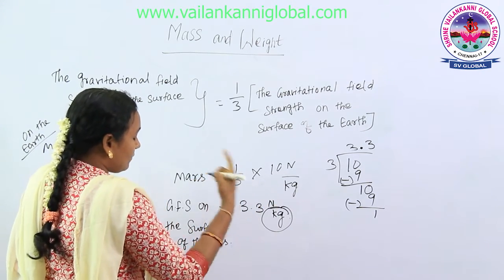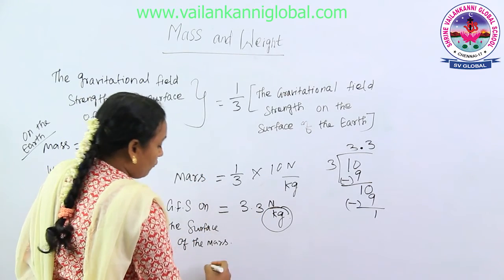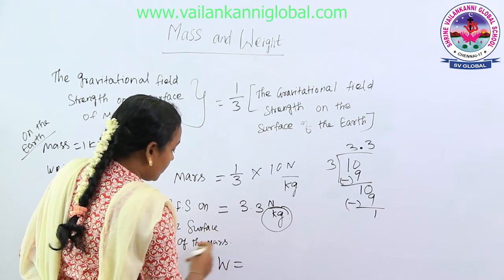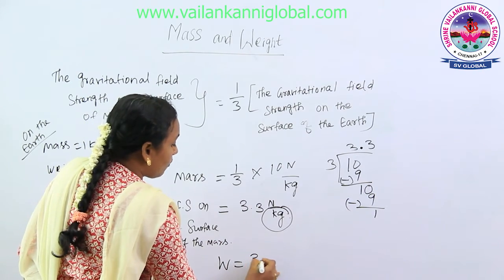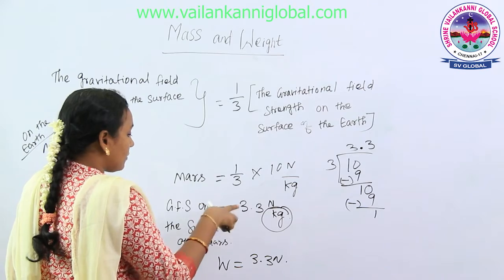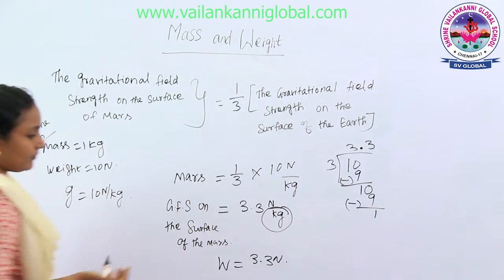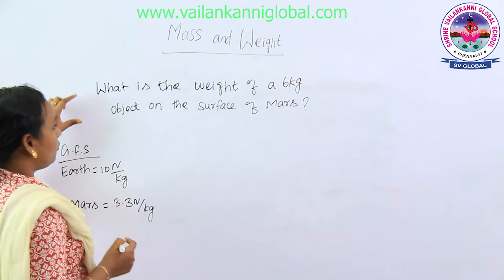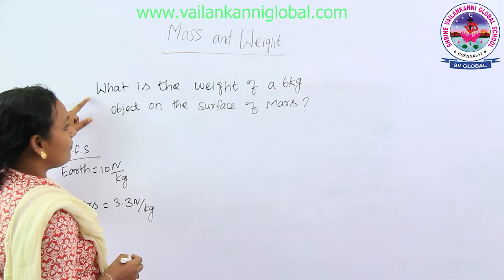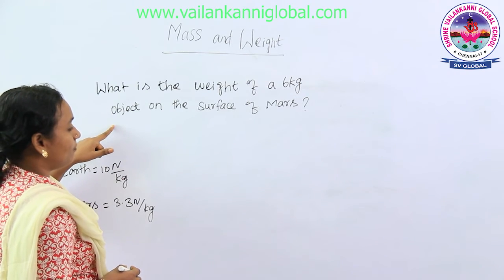Always we know the gravitational field strength is equal to weight by mass. So the weight for this mass is equal to 3.3 Newton, since the gravitational field strength on the surface of Mars is 3.3 Newton by kg. Now let's calculate one more problem. What is the weight of a 6 kg object on the surface of Mars?